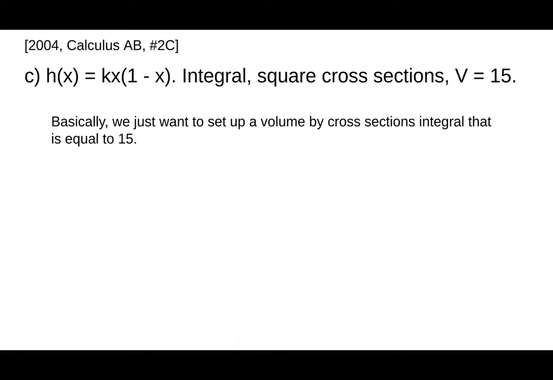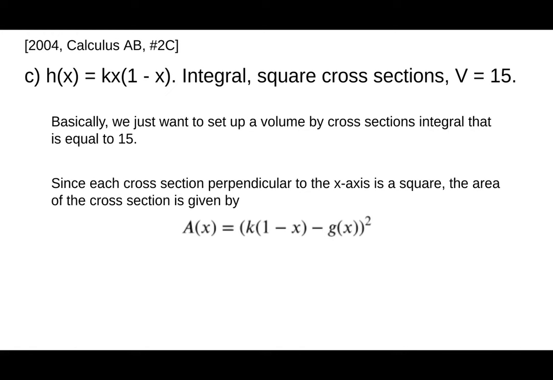So here's what we're after. Basically, we want to set up a volume by cross sections integral that is equal to 15. So all we're doing is writing a volume by cross sections integral, and then we're going to include equals 15 or 15 equals. All right, since each cross section perpendicular to the x-axis is a square, the area of that cross section would be given by the area function A of x, which would be (k times (1 minus x) minus g of x) squared.